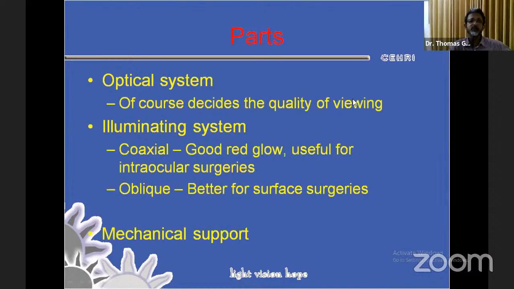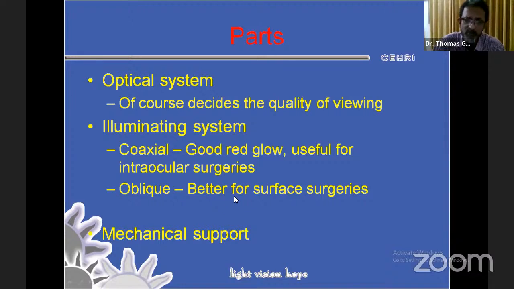Optical systems quality would decide the quality of viewing that you're going to get through the microscope. The illuminating system, typically we have a coaxial illumination that would give a good red glow and is useful for intraocular surgeries. Whenever you want to see anything inside the eye, you're peeping through a small window, you need a light source that is not casting shadows, you need coaxial illumination. Whereas on the surface, you are better off with an oblique illumination.